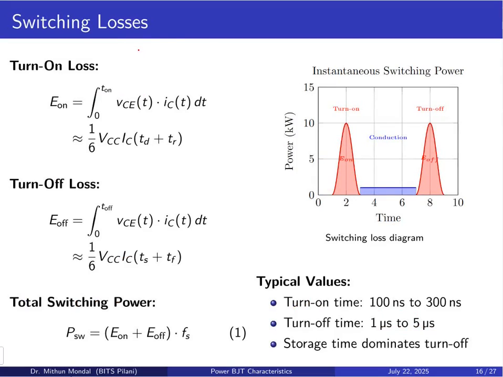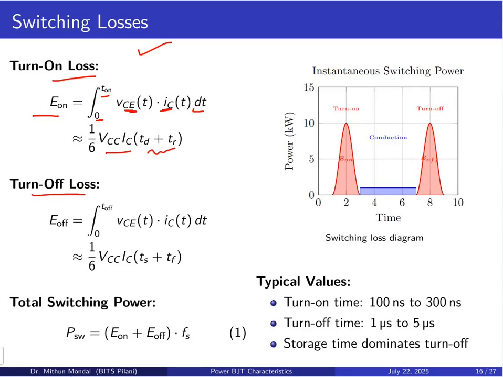Switching losses you need to calculate, starting with the turn on losses. So turn on loss is E on, which is the integration from 0 to T on of the product of collector to emitter voltage and collector current with respect to time dt. If you integrate it over the on time, you will get approximately 1/6 VCC times IC times the total of delay time plus rise time.